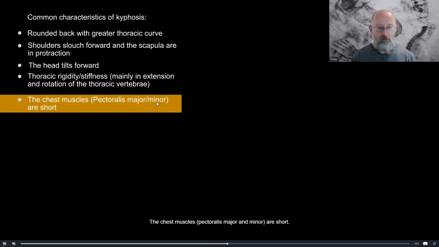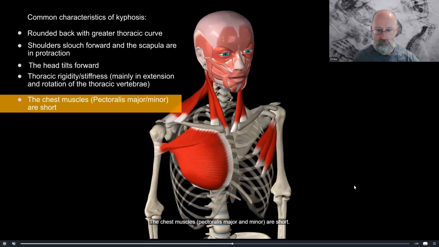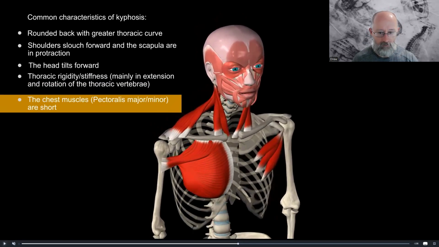Chest muscles, pec major and minor, are short. So that's a great illustration right there. That's essentially what happens. You get this real shortening of these huge pec muscles. This is the sternocleidomastoid muscle I was talking about before. This is your upper trapezius muscle. So this is your pec minor here. So these four muscles go super tight when you get into this kind of rounded back posture.